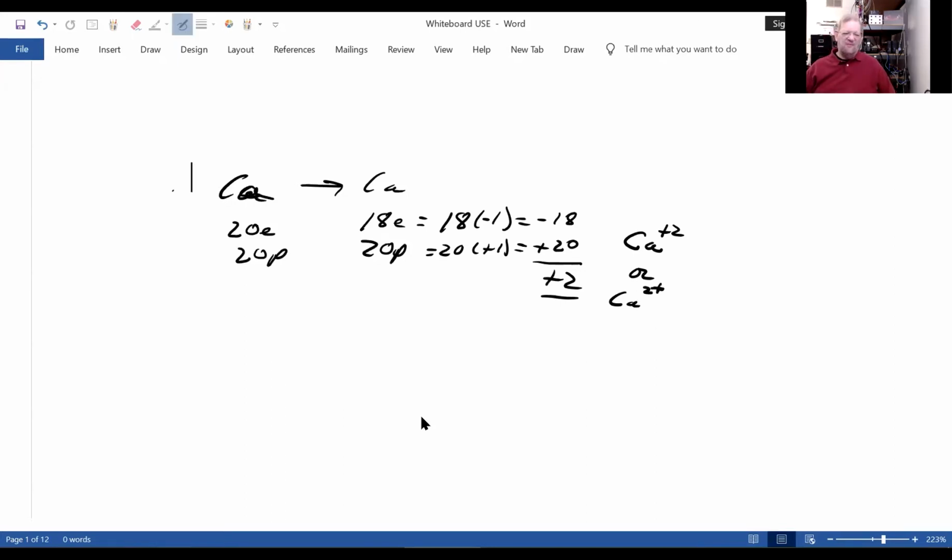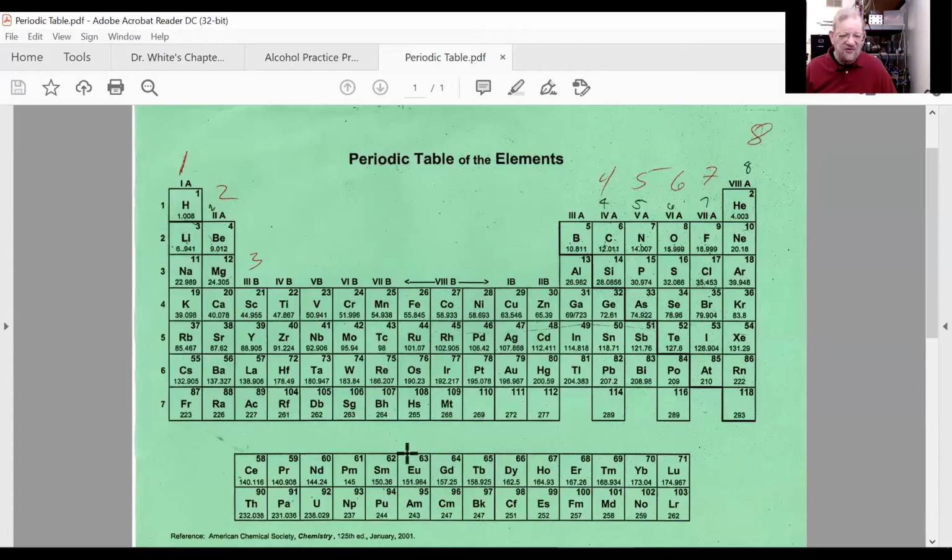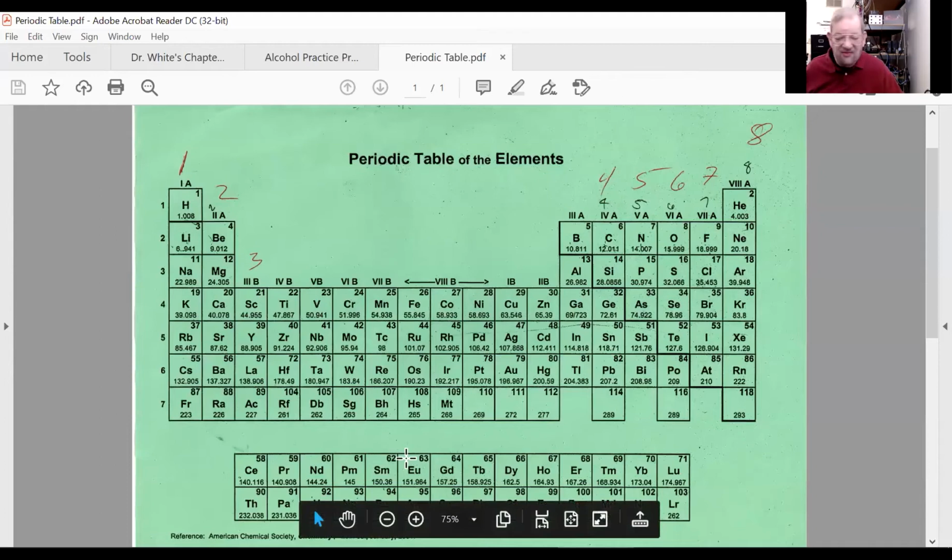Oh, let's do one more. And how about let's do nitrogen? And I'll let you try that on your own totally. And in case you don't have a periodic table handy, there's one to use.